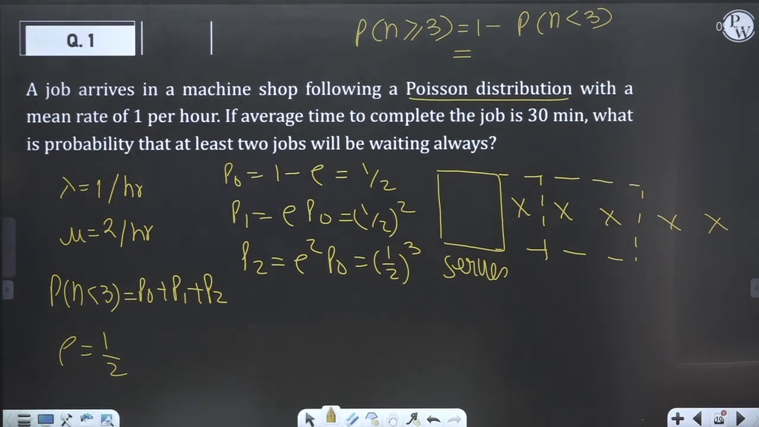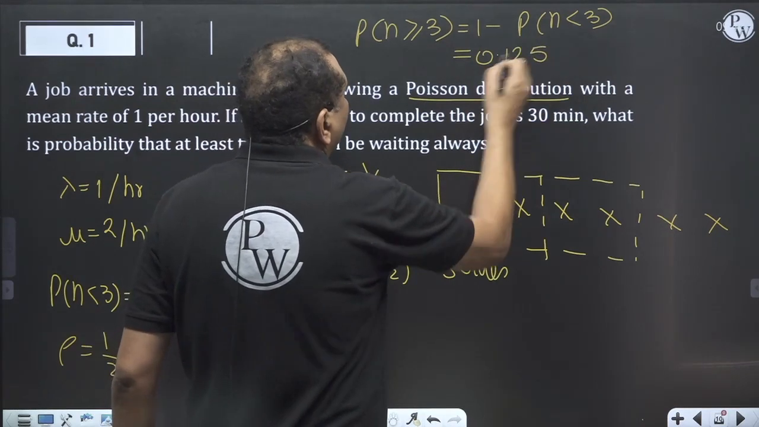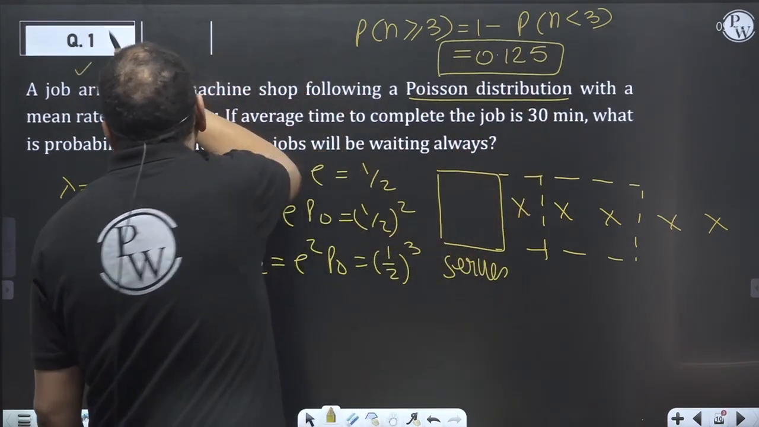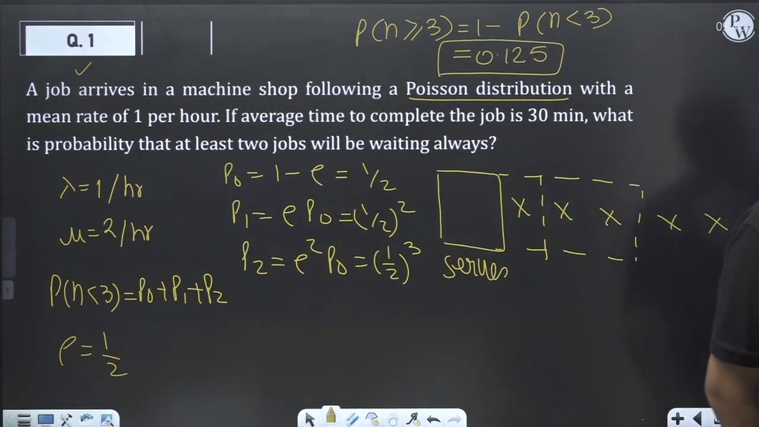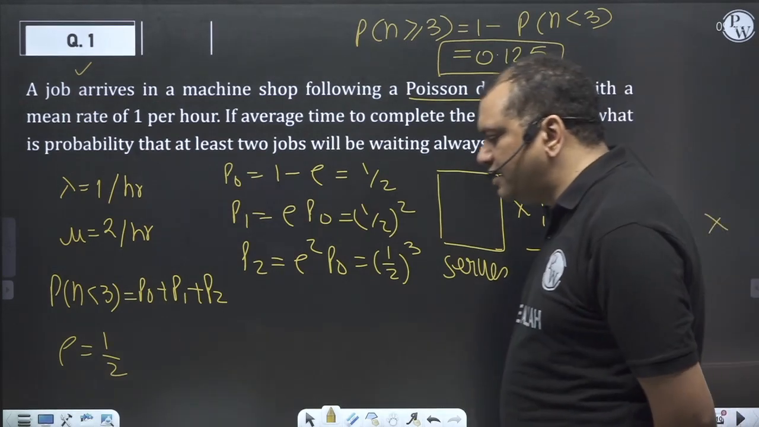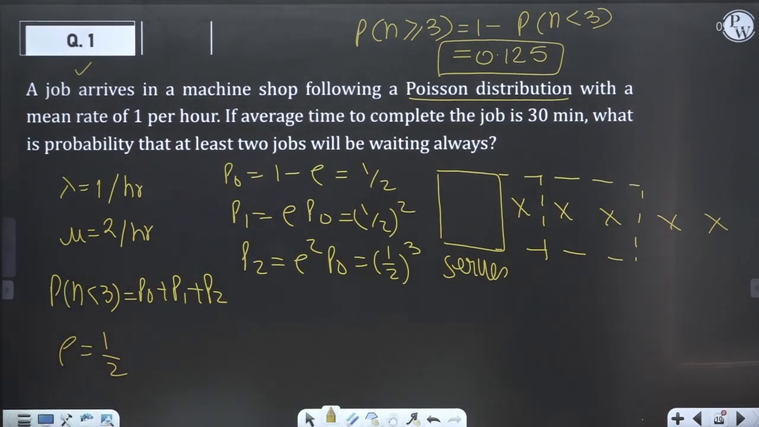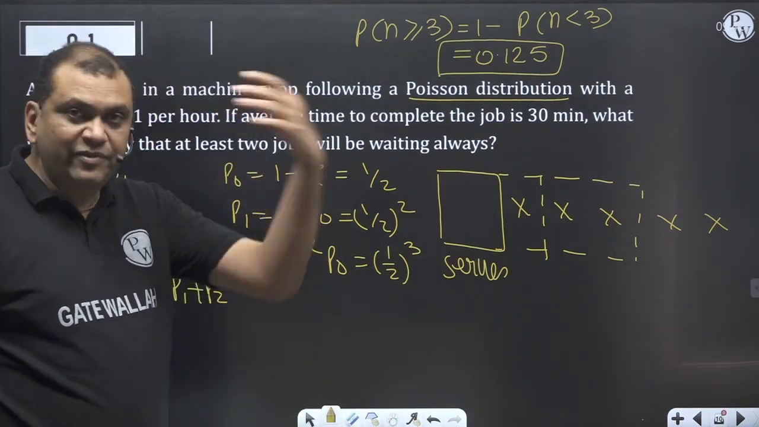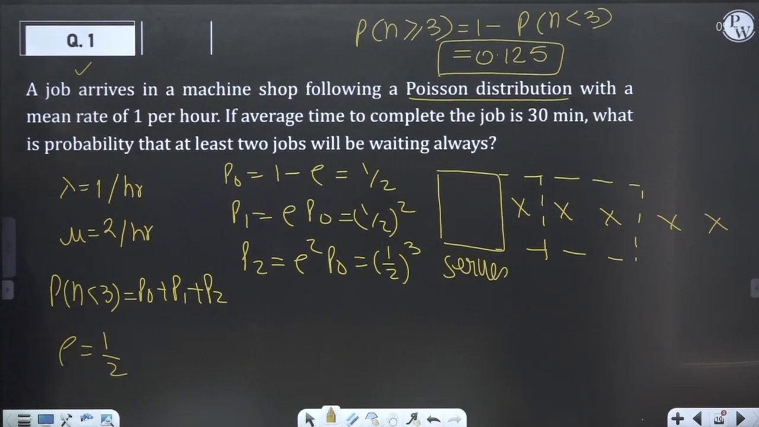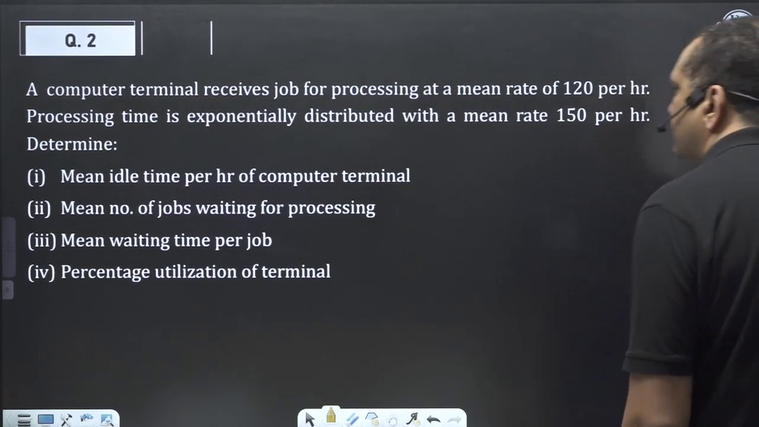Okay. And my answer is coming out to be 0.125. Answer for this question. So in queuing problems, you have to be a little careful. Read the question properly. First of all, understand what the question is asking before attempting to solve it. This is the next question.